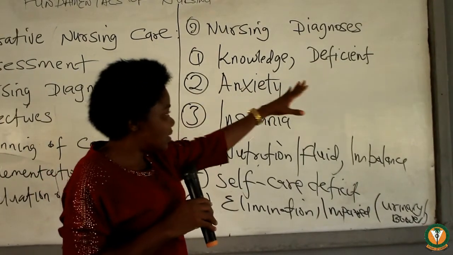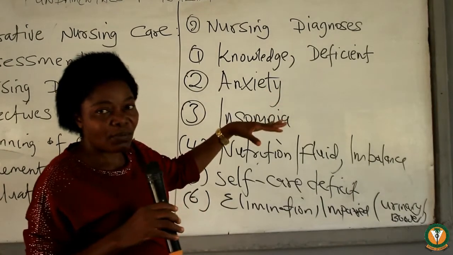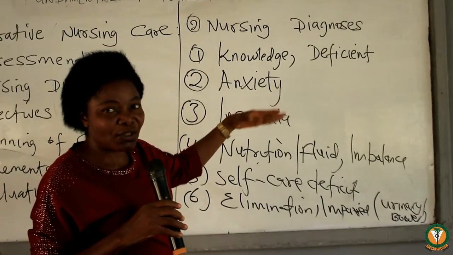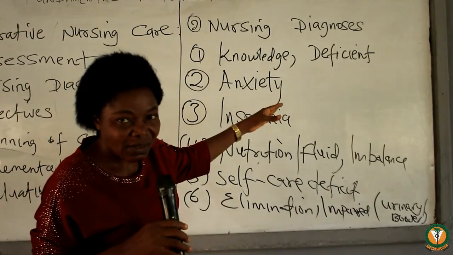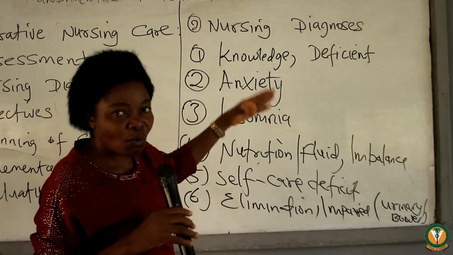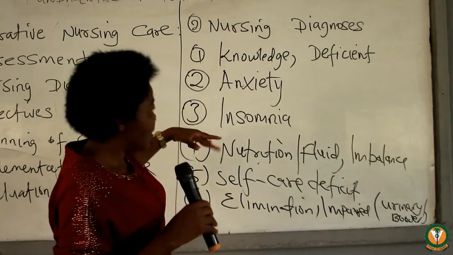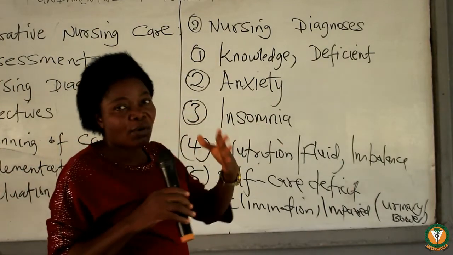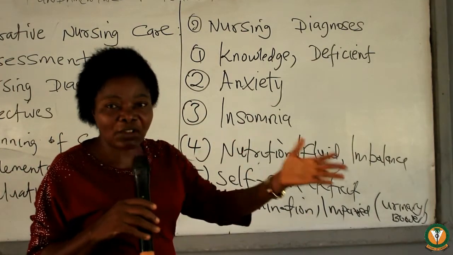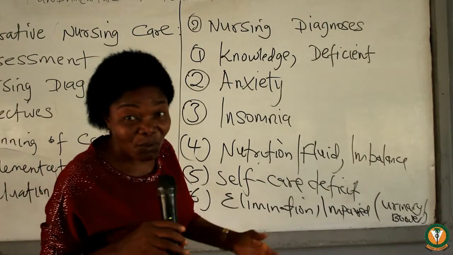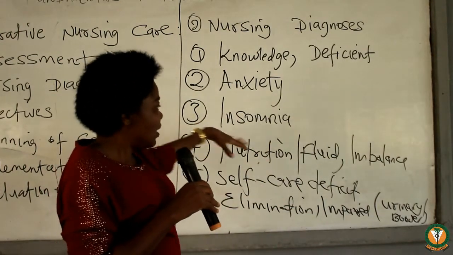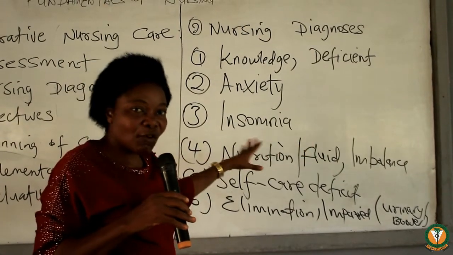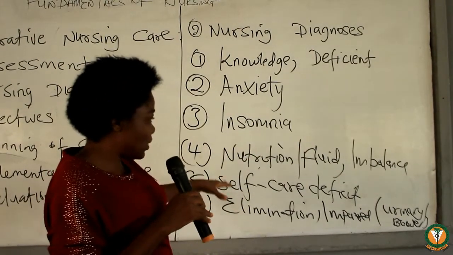We say knowledge deficient. There are some things to expect that the patient does not know. It is the nurse that will teach the patient what to expect, when this and this will be done, what is coming next and what is not. Anxiety because of unfamiliar environment, or unknown outcome. The patient does not know whether he will die, whether he will make it, whether there will be complications. So the patient is anxious. Insomnia, inability to fall asleep because of the impending surgery.